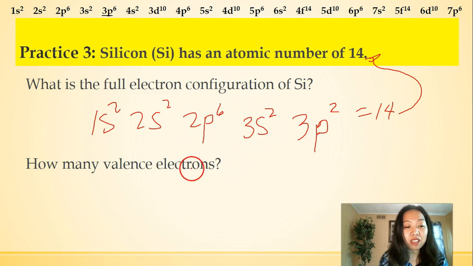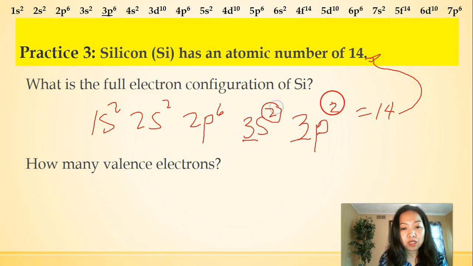Now, how many valence electrons in the outermost shell? Again, the highest energy level here is 3. So we have 2 plus 2. So the valence electrons would be 4.